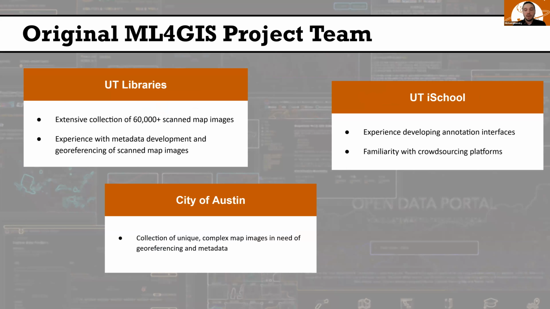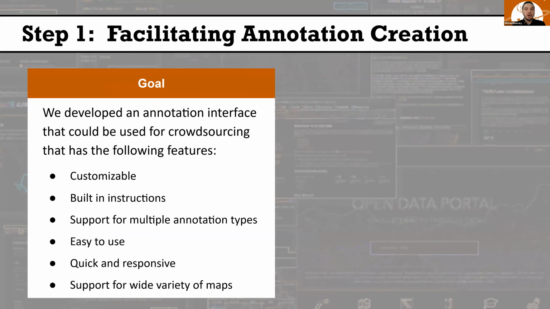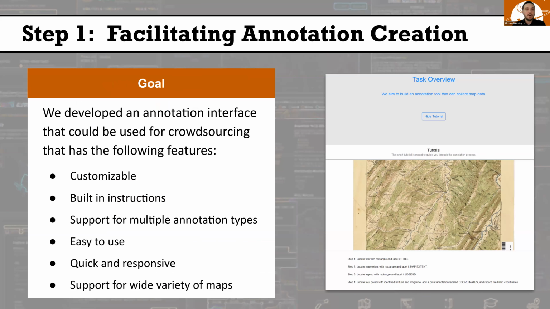So originally this project team consisted of the UT Libraries. We had a faculty member from our UT School of Information, and we had some folks from the City of Austin who contributed some maps that we were going to test this automated georeferencing workflow on.